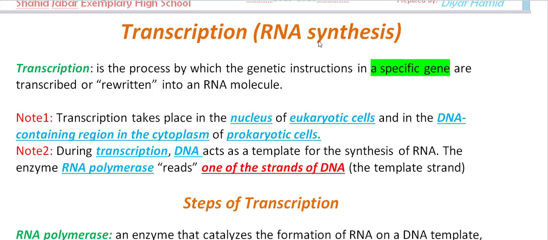So, formation of RNA based on the template of the DNA is called transcription. It takes place in the nucleus if the cell is eukaryotic. But if the cell is prokaryotic, it takes place in the cytoplasm. During transcription, DNA acts as a template strand for synthesis of RNA. The enzyme called RNA polymerase reads one of the strands.